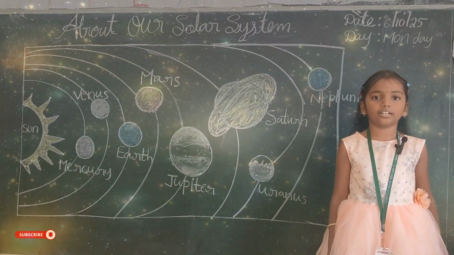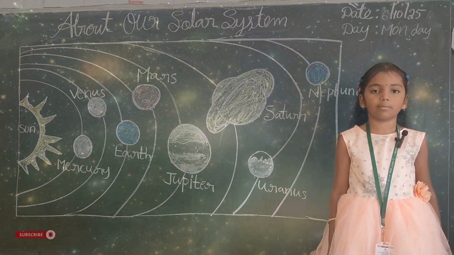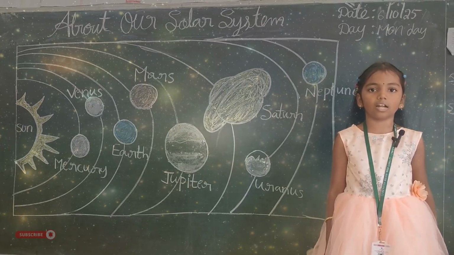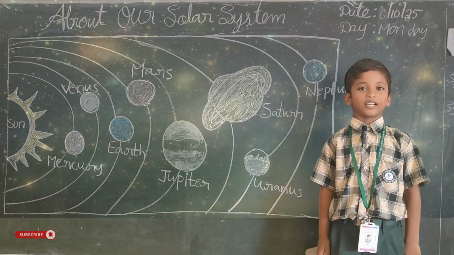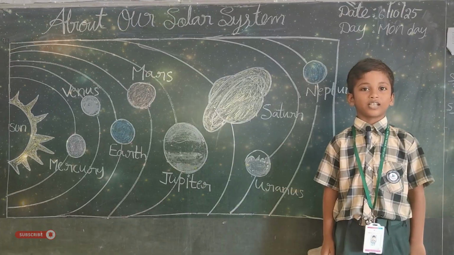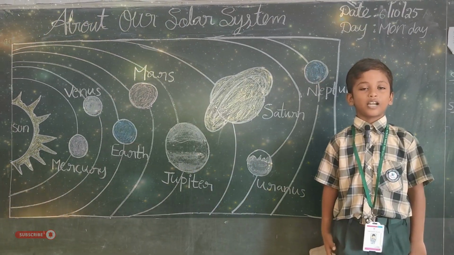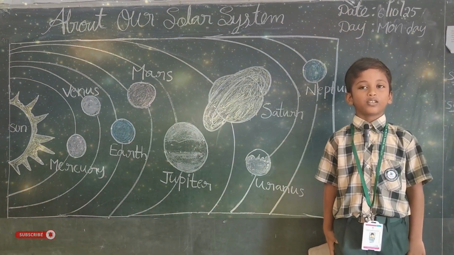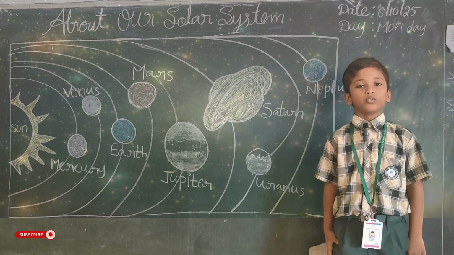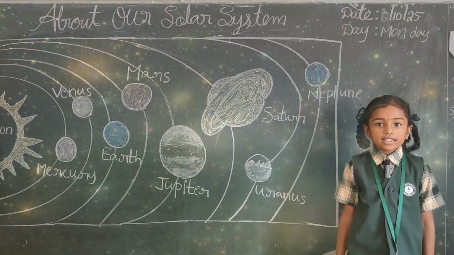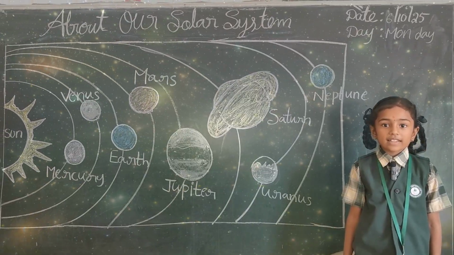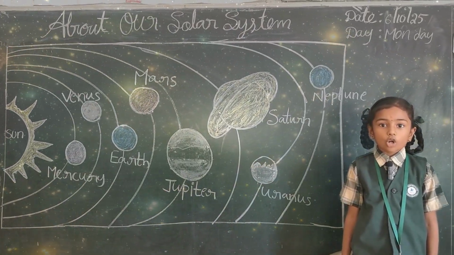The Sun is the central star of our solar system and the planets, satellites or other objects revolve around it. The Sun and 8 planets, Mercury, Venus, Earth, Mars, Jupiter, Saturn, Uranus and Neptune, together with their moons form our solar system. In the solar system, the planets revolve around the Sun in a fixed path called orbit.